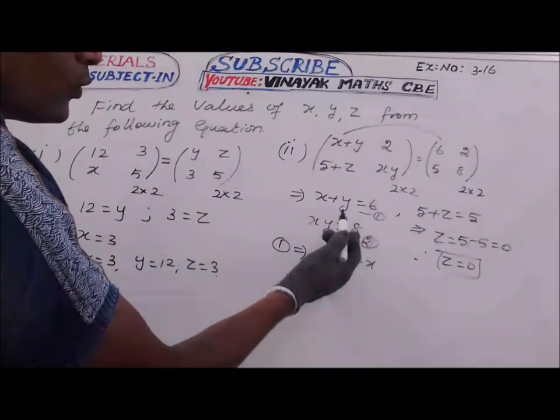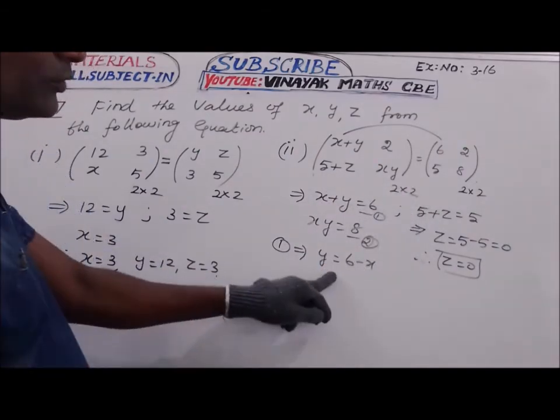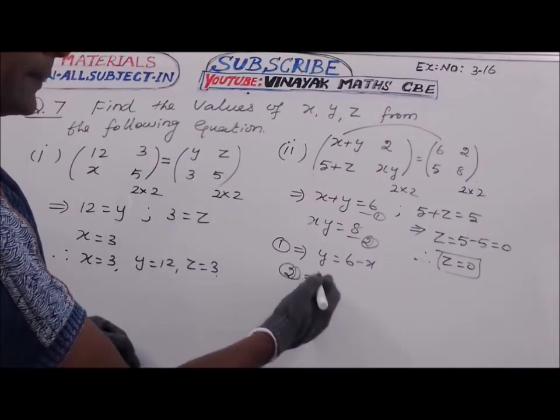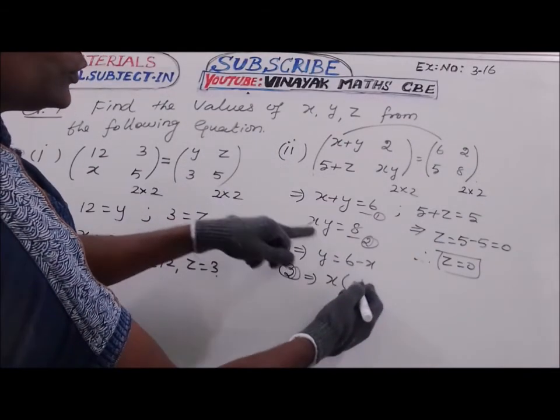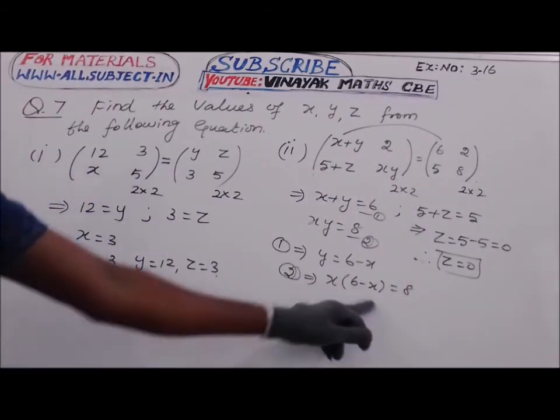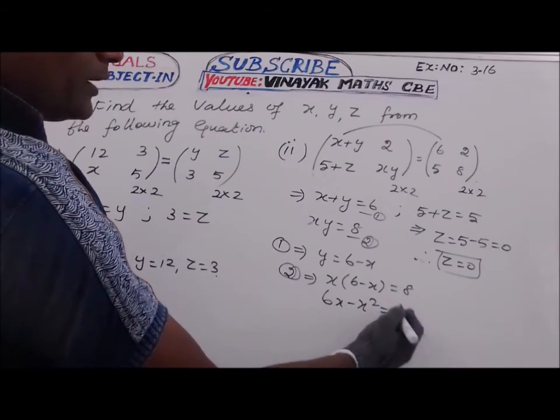Listen carefully here. Y equal to, bringing x to the right side, 6 minus x. Substitute y equal to 6 minus x in equation number 2. Equation 2 implies x into 6 minus x is equal to 8. Now multiply inside, we will get 6x minus x square equal to 8.